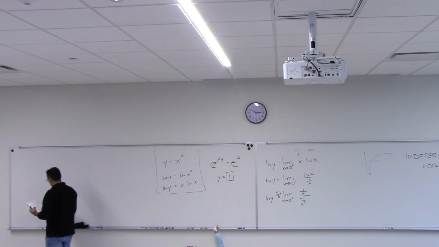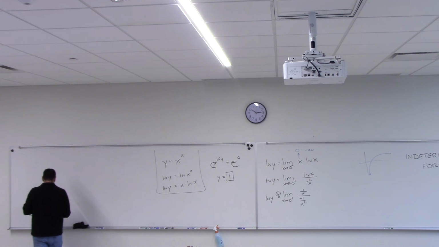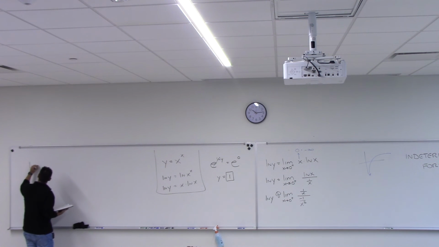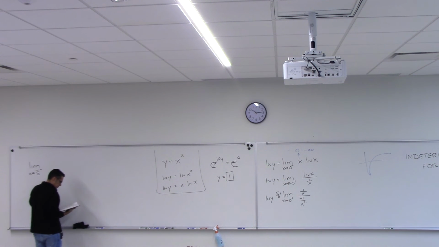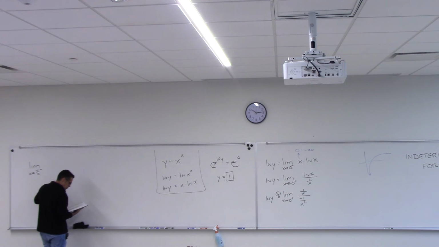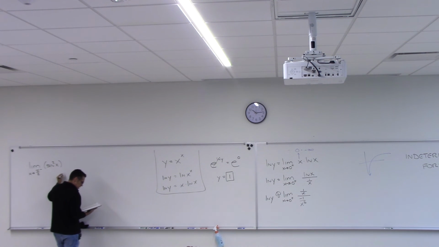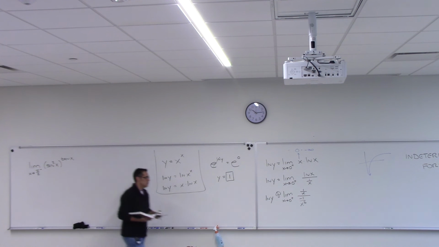Let's see if any of these look interesting. Yeah, this one looks kind of interesting. Limit x approaches pi over 2 from the left. Whoa, okay. Of sine squared x raised to the tangent x. I'm pretty sure I've never done this problem.